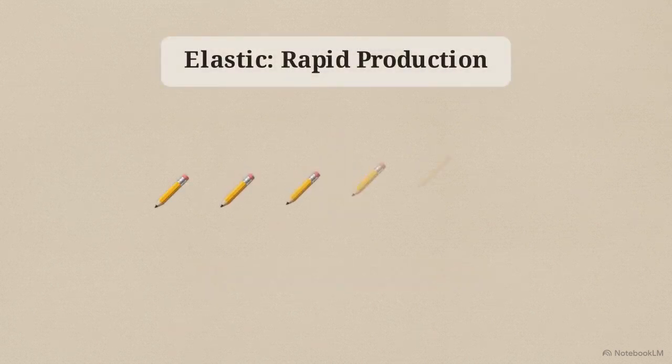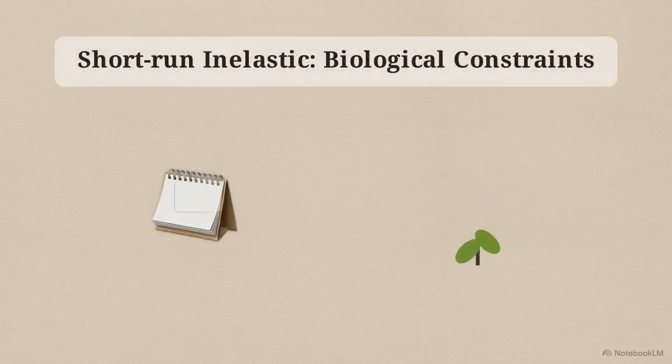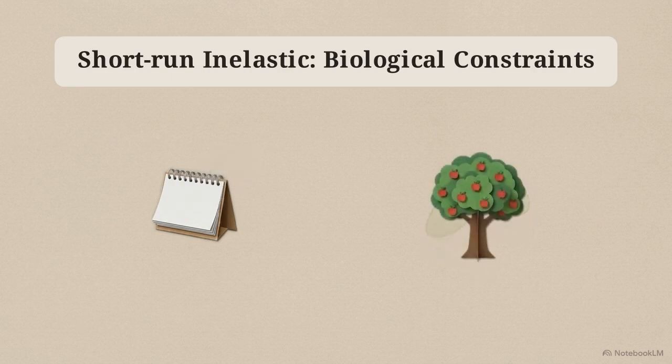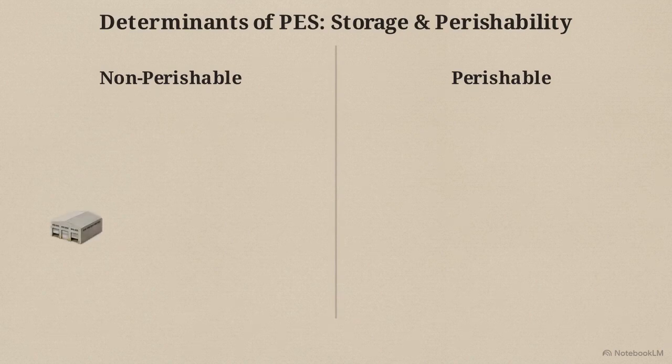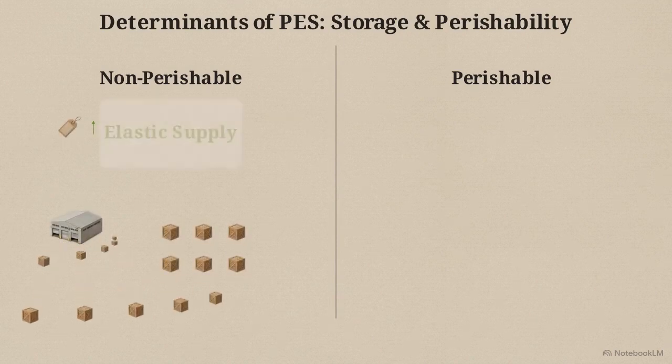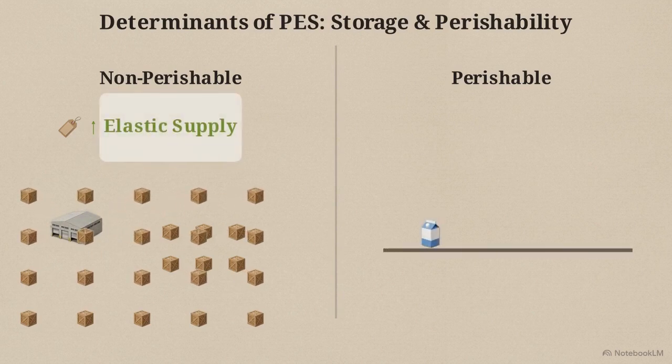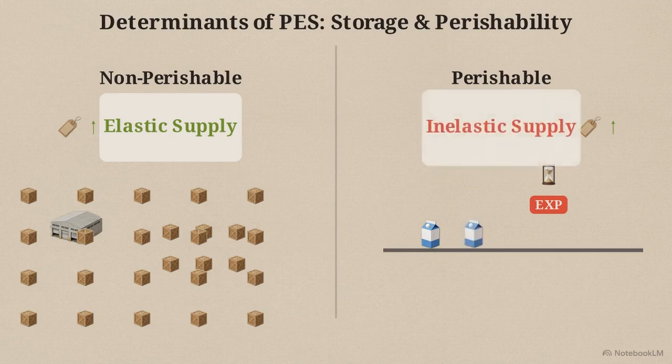It is fast and cheap to manufacture more pencils, so pencil factories are more elastic. However, it takes years to grow an apple tree, which makes apple harvests relatively inelastic in the short term. Another factor is storage. If a product is non-perishable, a company can stockpile it in warehouses and quickly release it when prices rise. Perishable goods, like fresh milk, have a limited shelf life, making their supply less flexible.